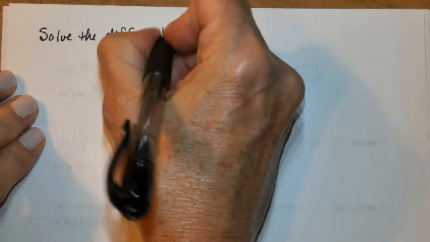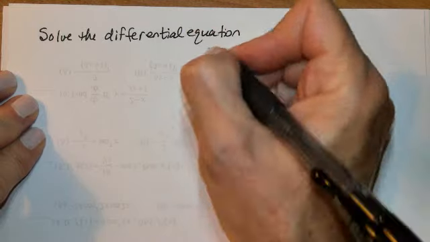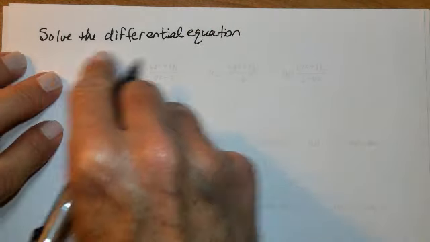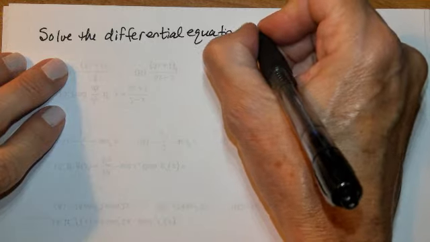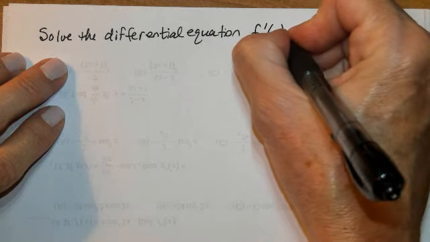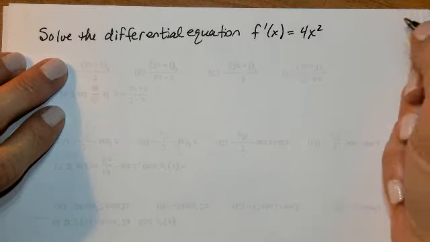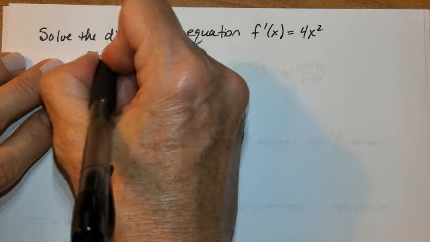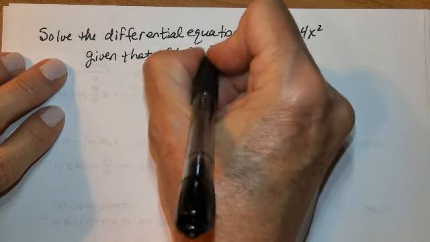In this example, we have some different directions. It says solve the differential equation. I always get excited the very first time that I write this each year. Solve the differential equation. Because we've never solved a differential equation yet, and this is our first one, and that's really kind of cool. Given that f of -1 is 3.